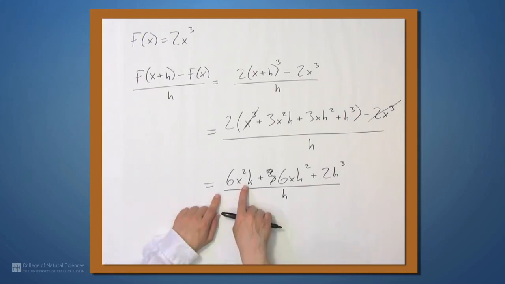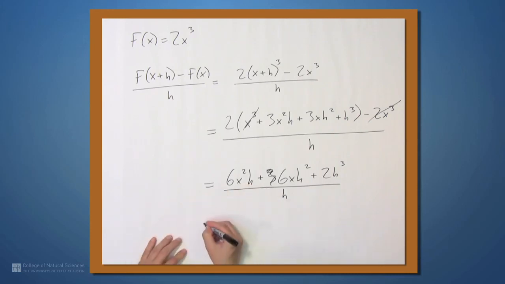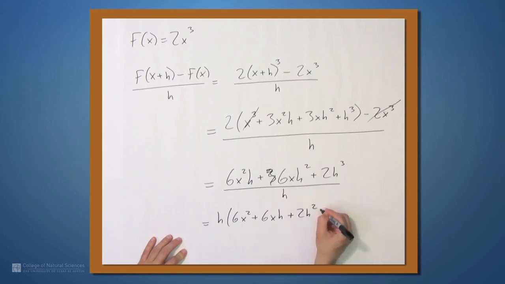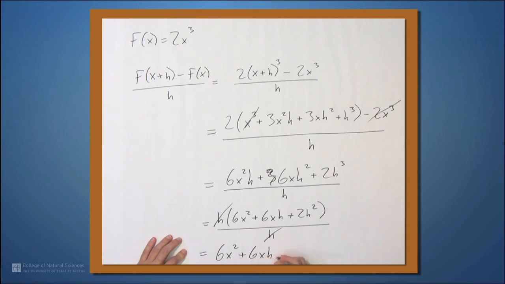But now look at the numerator. We have an h in each term. So we can factor this out and we get h times 6x squared plus 6xh plus 2h squared. And this is all over h. So finally, we cancel these h's, and we are left with 6x squared plus 6xh plus 2h squared. And notice that our difference quotient simplified into something that is no longer a quotient. And this is our answer.